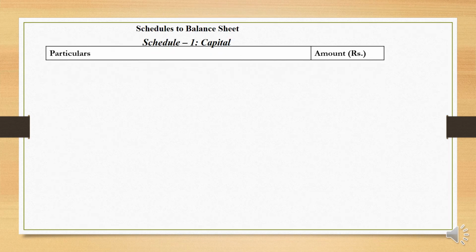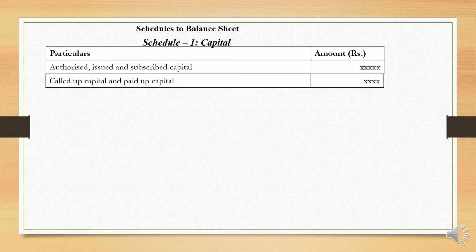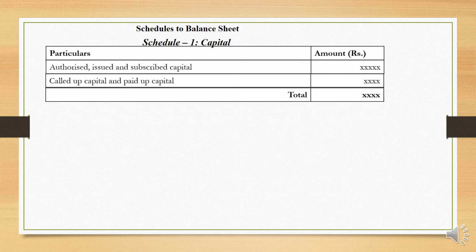Schedule number 1 is capital. Here what comes is authorized, issued and subscribed capital. We'll write the amount in the amount column, and below that amount we'll put an underline because this is not going to be counted while finding the total of the balance sheet. Then comes called up and paid up capital. This is the one which you are going to add to the other liabilities to get the total liabilities of the concern, the bank. So with this, we get the total capital. This is the way you can prepare capital, schedule number 1.